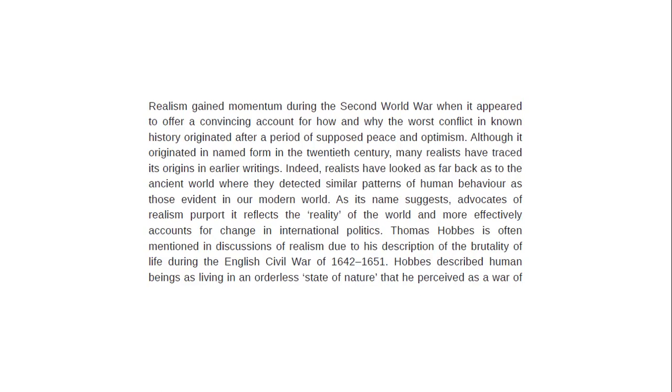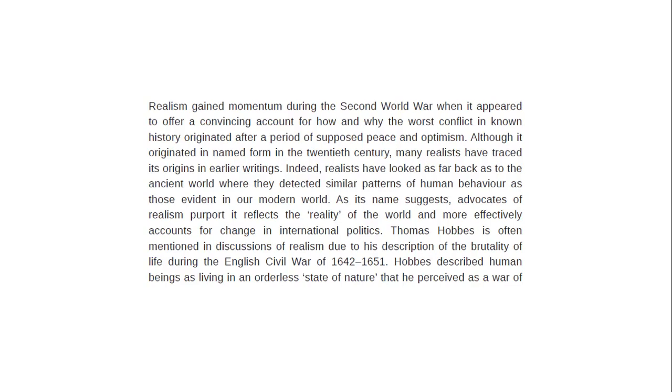Although it originated in name from the 20th century, many realists have traced its origins in earlier writings. Indeed, realists have looked as far back as the ancient world, where they detected similar patterns of human behavior. Again, see, that's the thing. Humans are unpredictable. I mean, even you and me, we're just unpredictable. And human behavior, as evident in our modern world, still continues to this day. As its name suggests, advocates or supporters of realism purport, or put forth the idea, that it reflects the reality of the world and more effectively accounts for change in international politics.